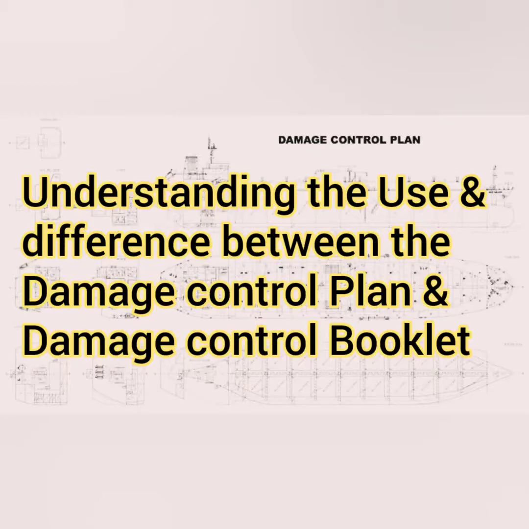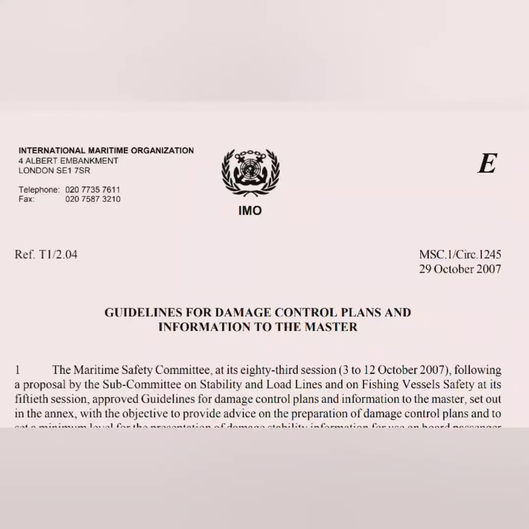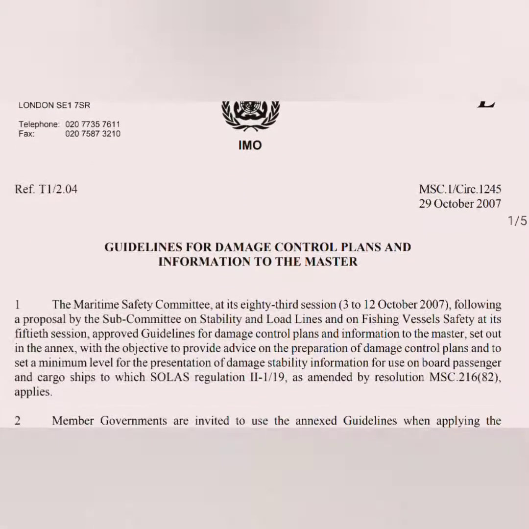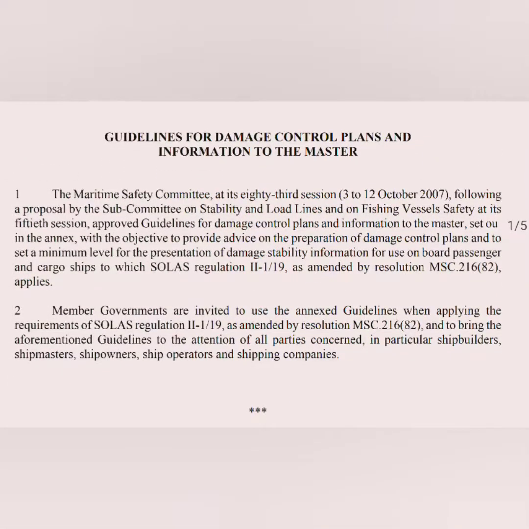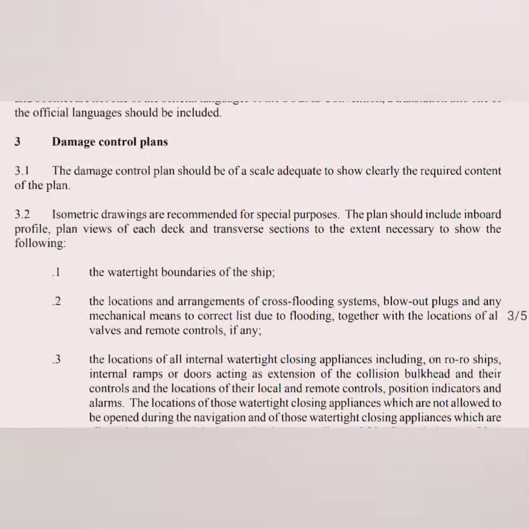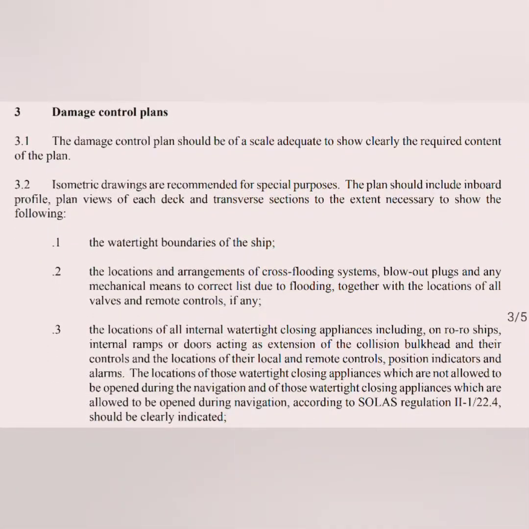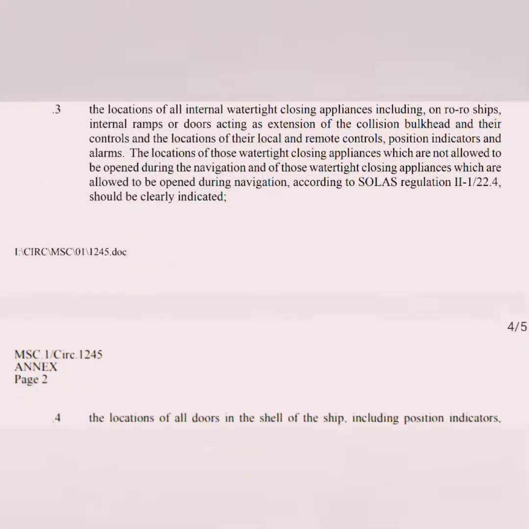So let's get started. Let me start with the source of information. There is MSC Circular 1245 which gives the guidelines for damage control plan and information to the masters. This circular provides minimum information that must be made available to the master regarding the damage stability plan and damage stability booklet. If I take you further down, you see the information regarding the damage control plan, and soon I'll be sharing most of these points with you in simple language.